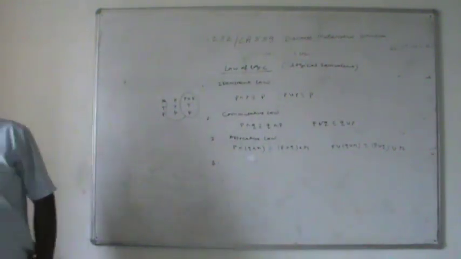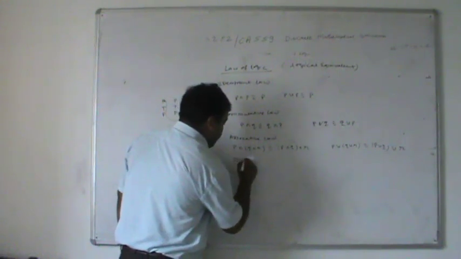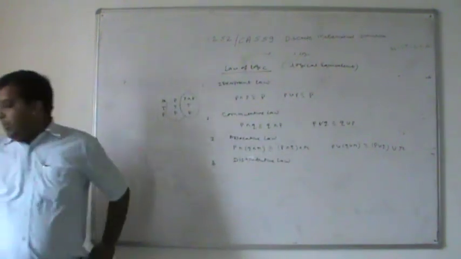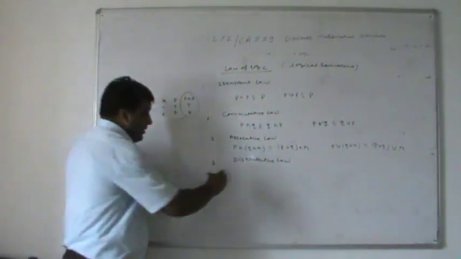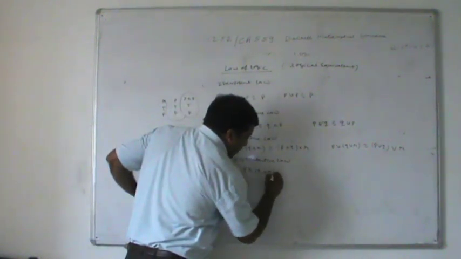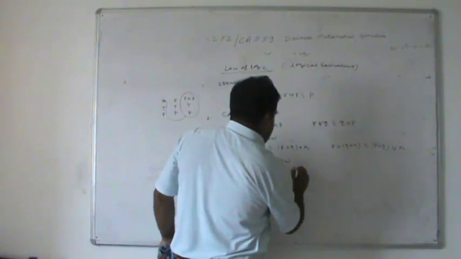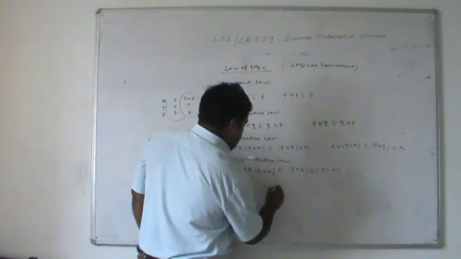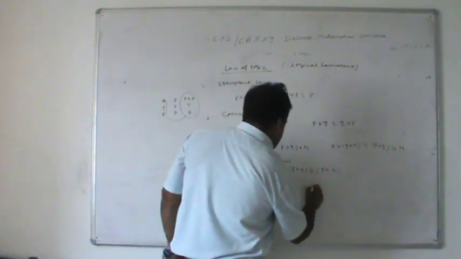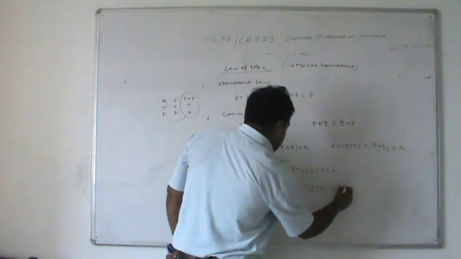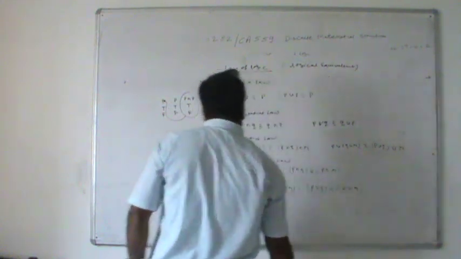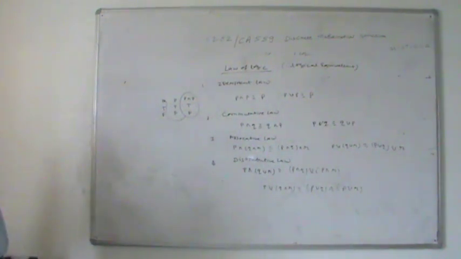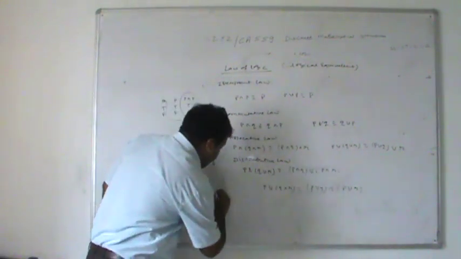After the associative law, we come to the distributive law. The distributive law says P and Q or R is equivalent to P and Q or P and R, and P or Q and R is equivalent to P or Q and P or R. That law is called the distributive law. After the distributive law, we come to the identity law.